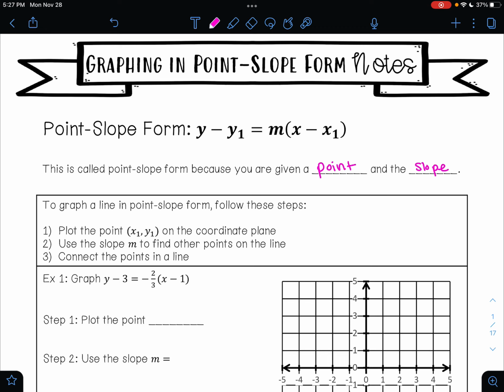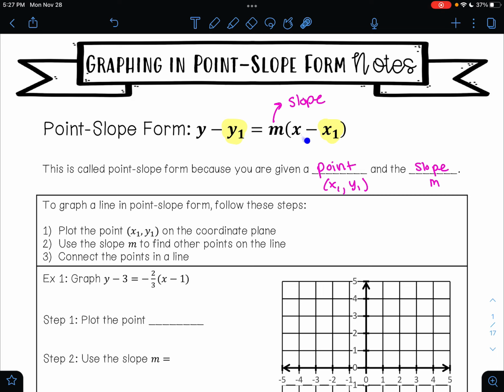This is called point-slope form because you are given a point and the slope. Remember, the slope is m, and so this is the slope right here. And then your point is the x1 and the y1. Remember, in an ordered pair, it's always x comma y, and so your x comes first and your y comes second.